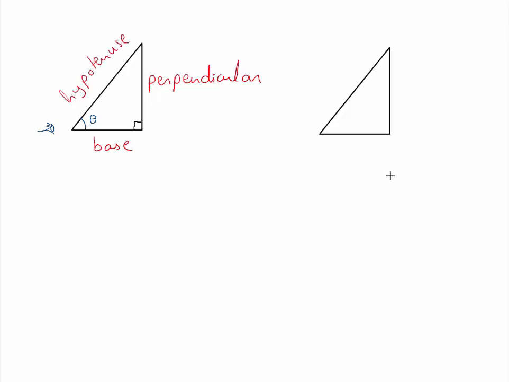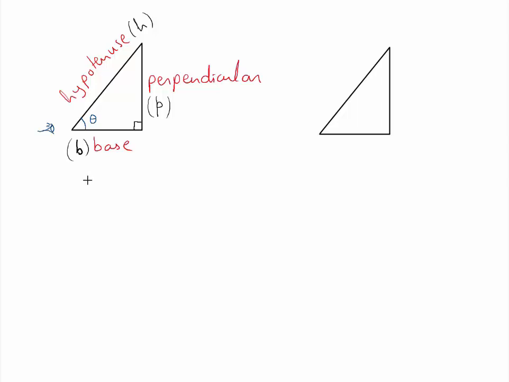We also denote these sides by letters. We denote perpendicular by P. So essentially P is this length, this as B and this as H. So with respect to this theta, this is the perpendicular P, this is the base B and this is the hypotenuse H. So let's first see how many different ratios are possible.